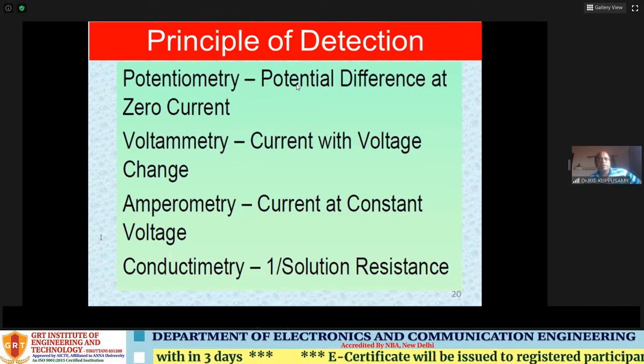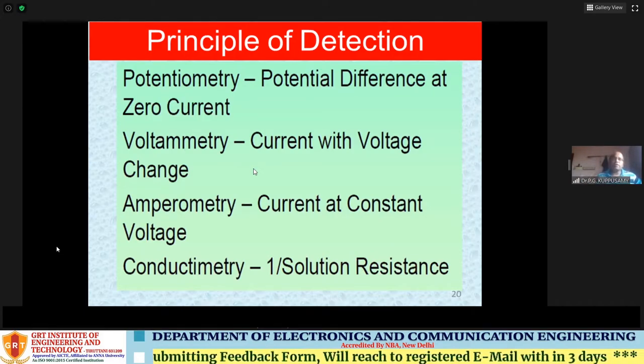So first, what are the principles of detection? Potentiometry. This operates with respect to potential difference at zero current. Voltammetry, current with voltage changes. Amperometry, current at constant voltage. Conductivity, measured by solution resistance. Based on the resistance, they are using the conductivity. So these are the methods for detecting the biosensor signals.